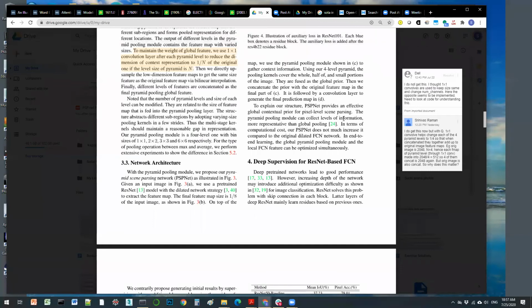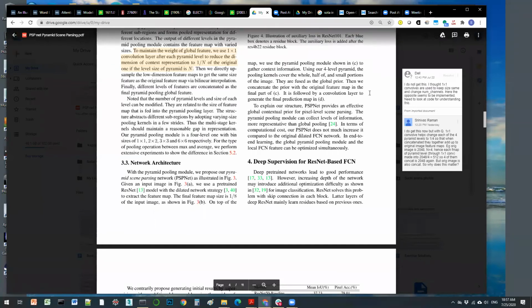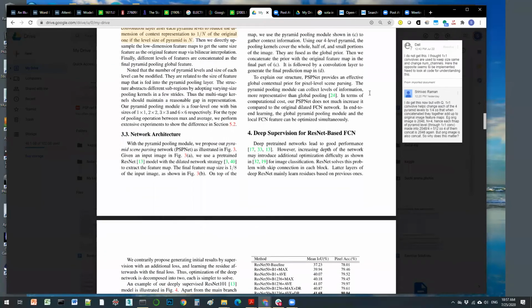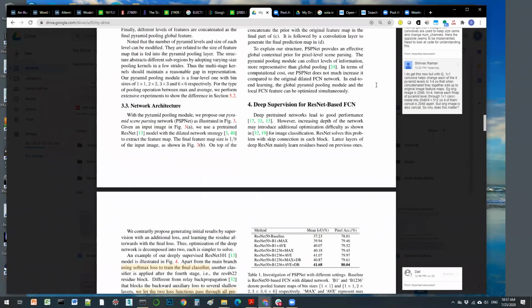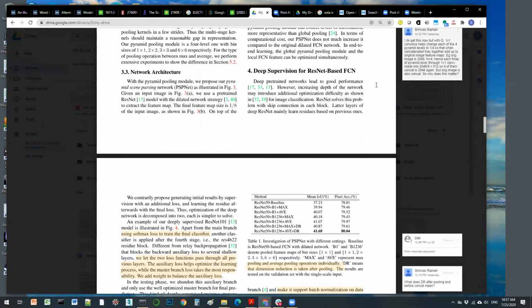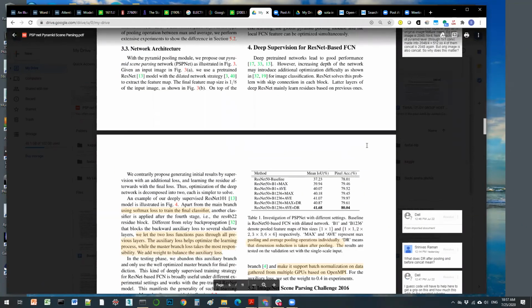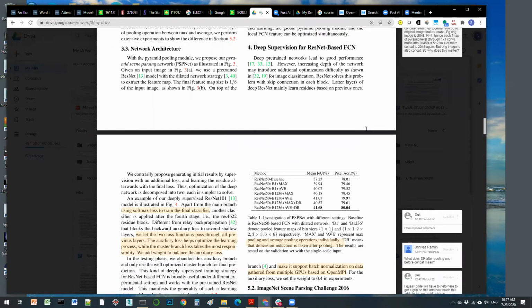So if anybody has spent time on understanding the auxiliary loss and what it does, then feel free to chime in, because that's something I didn't spend too much time on because it seemed totally ad hoc. They don't get into why. They just said, oh, this is a great way to train deep networks.